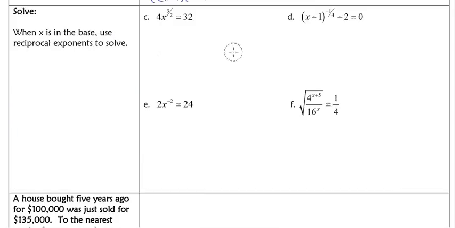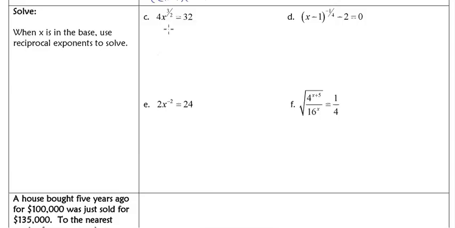All right, here we go. This time a little bit different. We are dealing with x not as an exponent, but x as our base, or a variable as the base. So we're going to deal with these by taking whatever the exponent is, putting each side to the reciprocal exponent, and then we'll solve from there. And so here's what we mean.